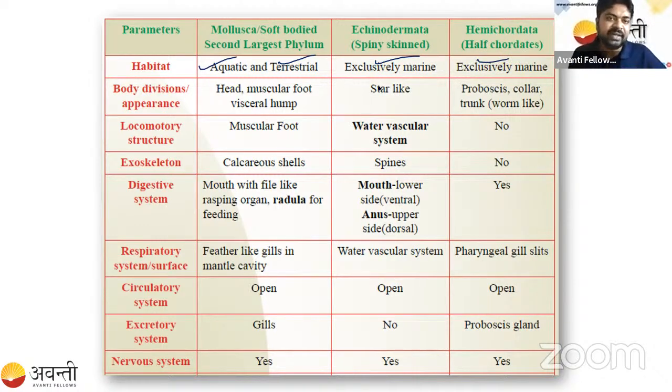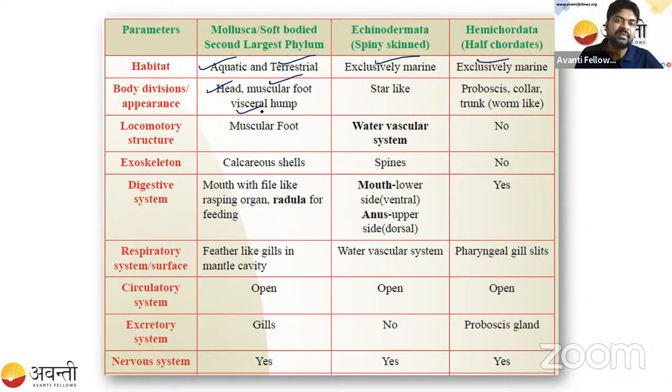The body is divided into head, muscular foot, and visceral hump. Then what is meant by muscular foot? For example, we have muscular feet. That means our foot develops with muscles. That thing is known as the muscular foot.